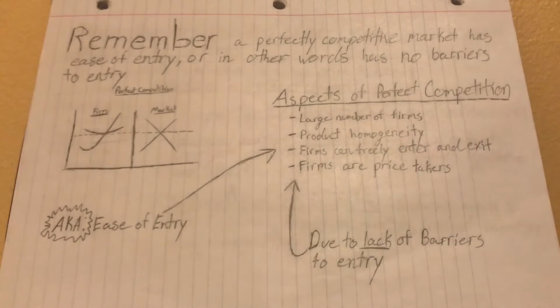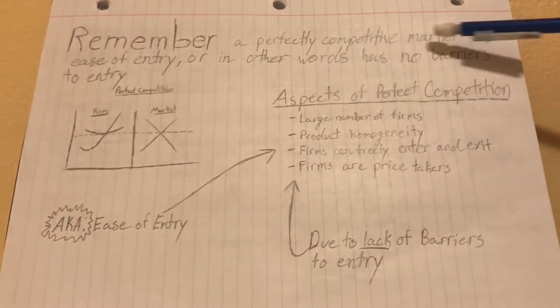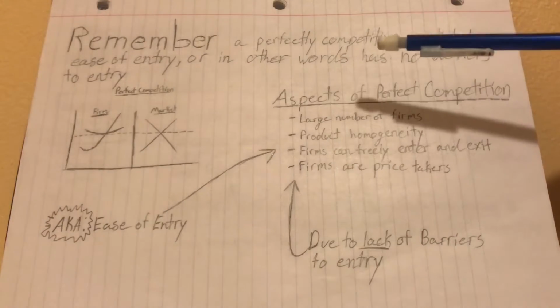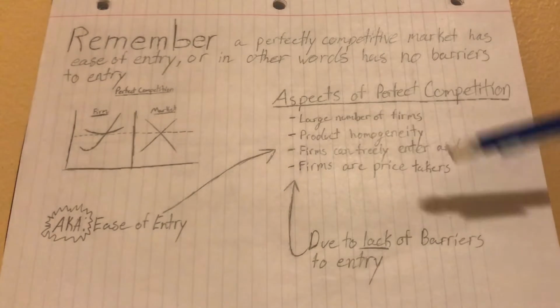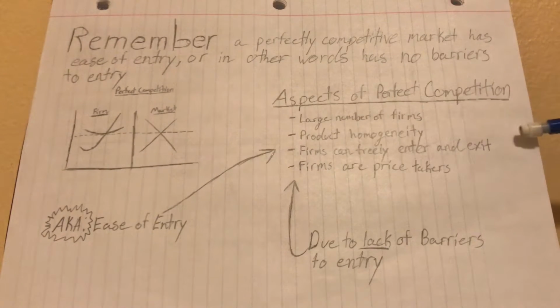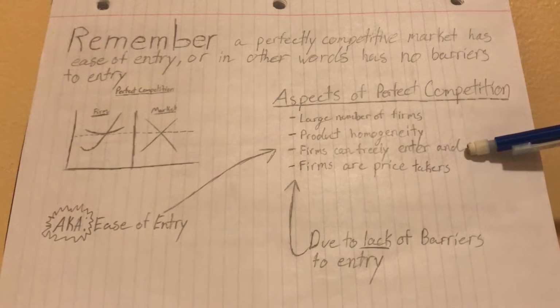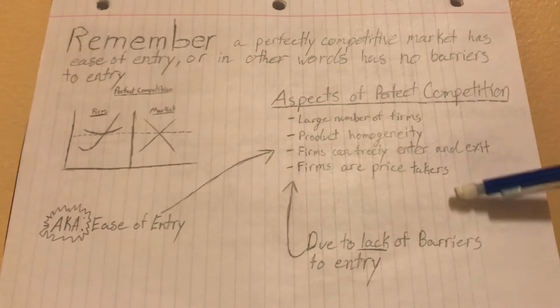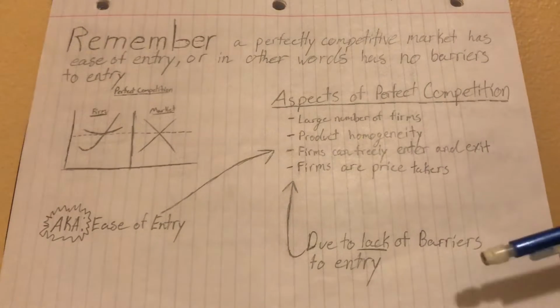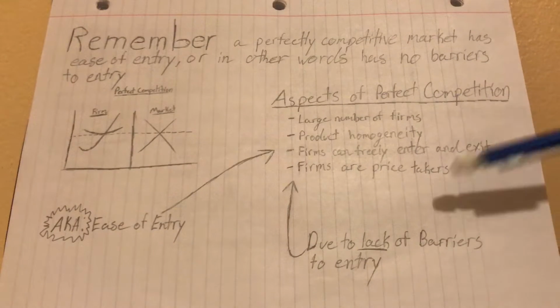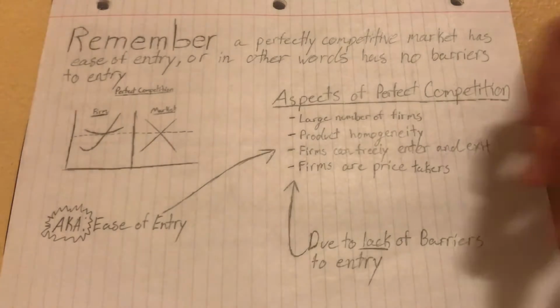Now, if you remember, perfectly competitive markets have ease of entry. Or in other words, there are no barriers to entry in perfectly competitive markets. This is known because there are two clear signs in the aspect of perfect competition, such as firms can easily enter and exit a market, and firms are always price takers in perfect competition. This shows a lack of the barriers to entry.